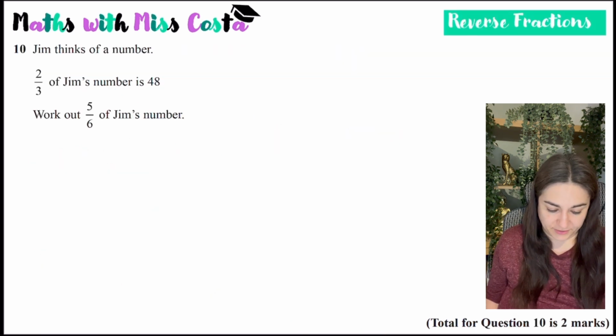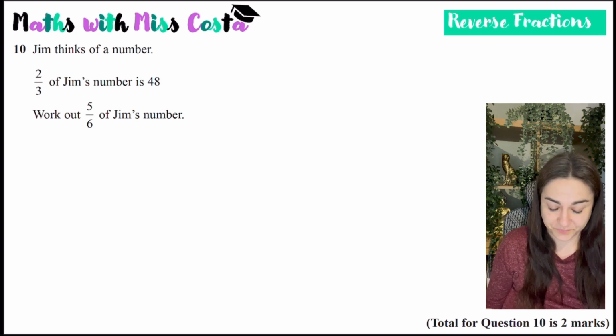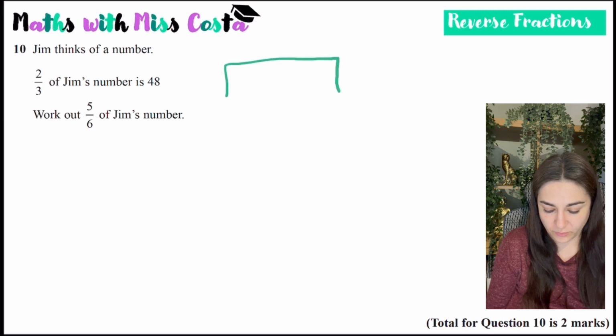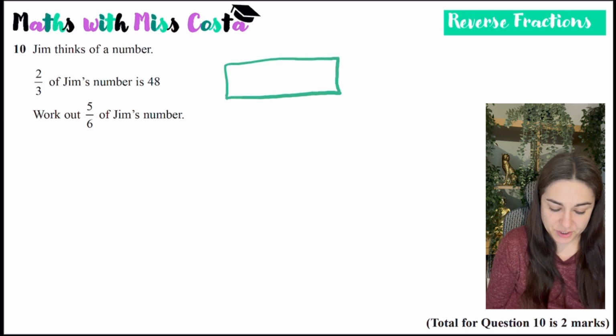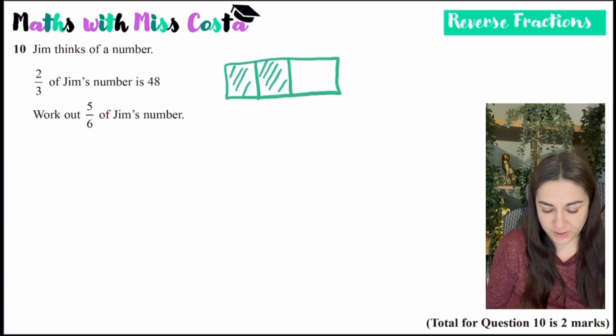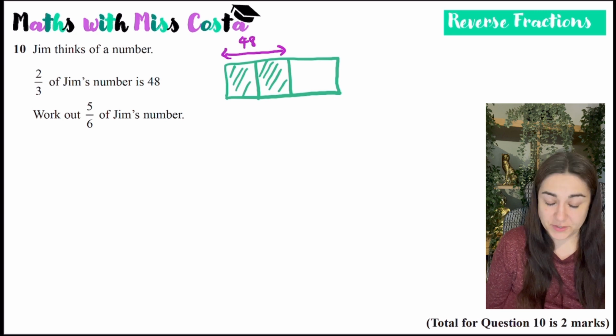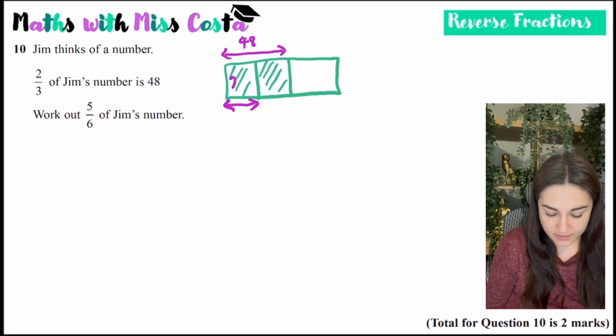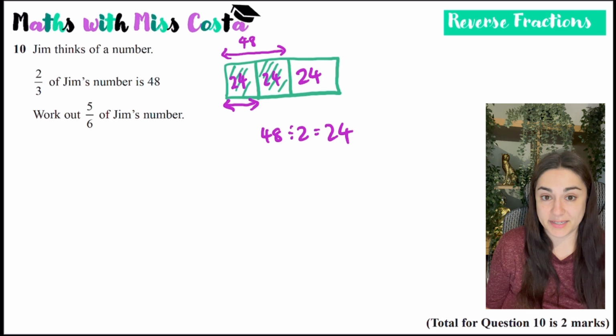Next, I've got a fractions question. So Jim thinks of a number and 2/3 of his number is 48. So I can just visually draw this just to help make sense of it. So 2/3 means something has been split into 3 parts, and 2 of those parts are equal to 48. So 2/3 is equal to 48. Therefore, I could work out what 1/3 is by dividing by 2. So 48 divided by 2 is 24. So I know that each third must be equal to 24.